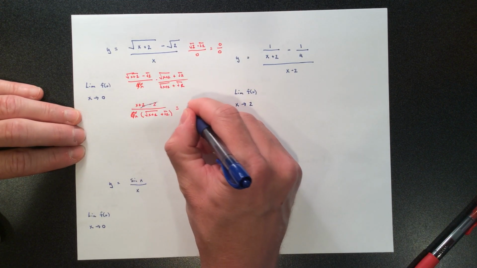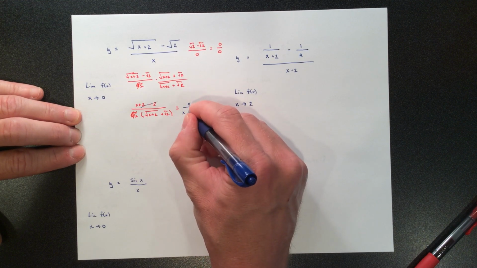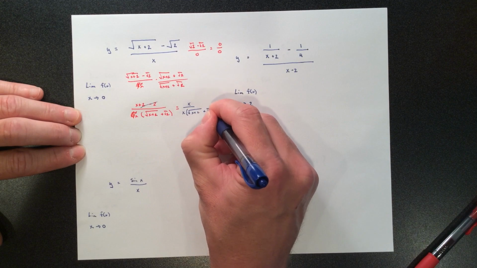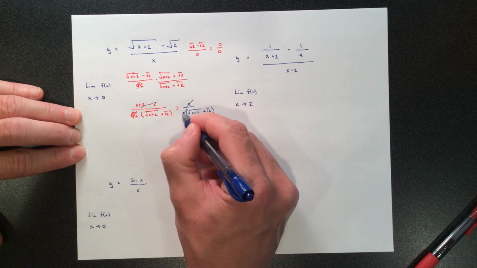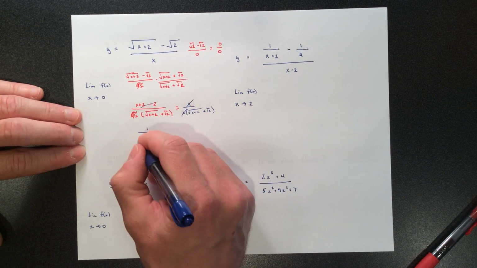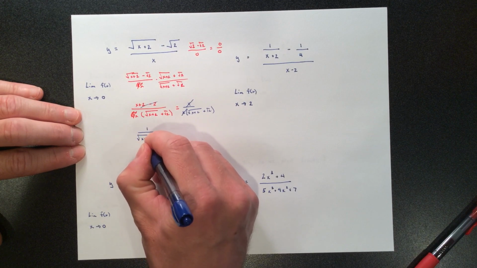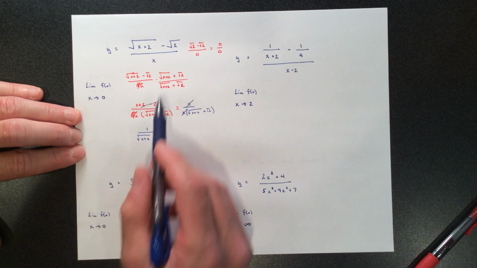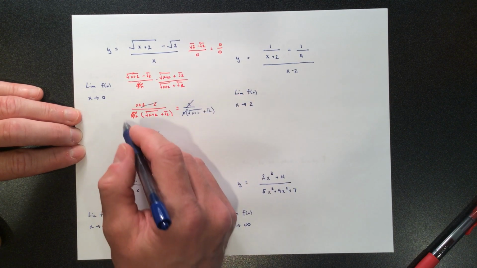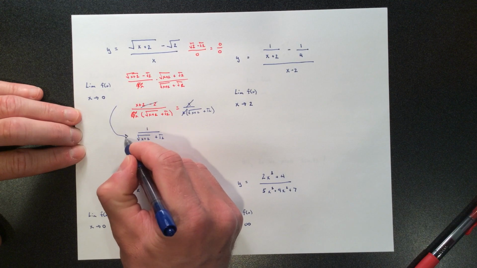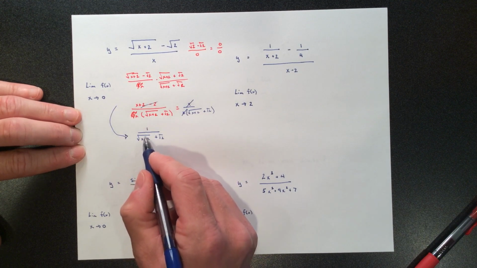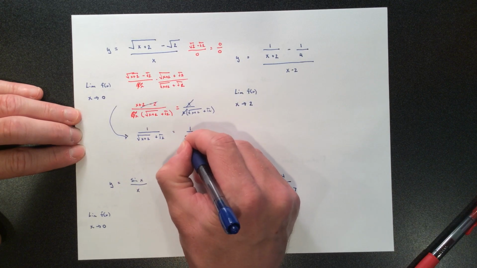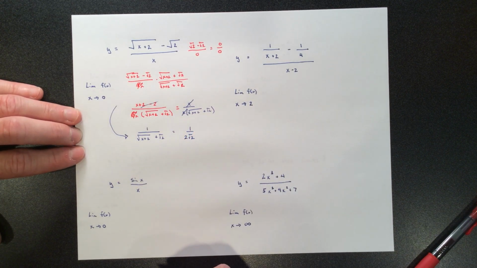And that leaves just x over x times the square root of x plus 2 plus the square root of 2. Those x's are going to cancel, and you're left with 1 over the square root of x plus 2 plus the square root of 2. But now you can just plug in the limit of 0, and you won't get 0 over 0. You've manipulated it so that you can plug in the limit now, and when you plug in 0 for x, that goes away, and you get 1 over square root of 2 plus square root of 2, which is 1 over 2 radical 2.